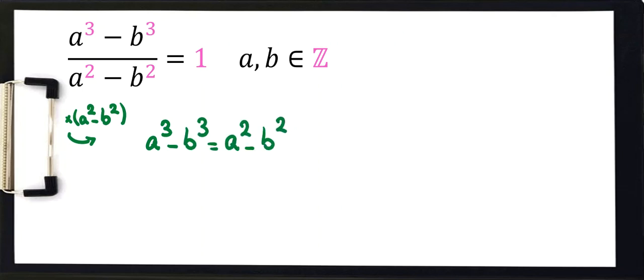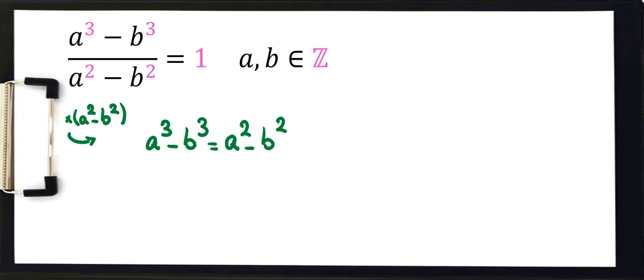A and B are integers, a cubed minus b cubed all over a squared minus b squared equals 1, then we want to find a and b. So in the first step, we cross multiply, or we can say we multiply both sides by a squared minus b squared. Left hand side will be a cubed minus b cubed. Right hand side will be a squared minus b squared.